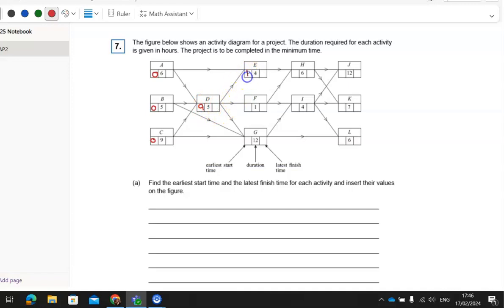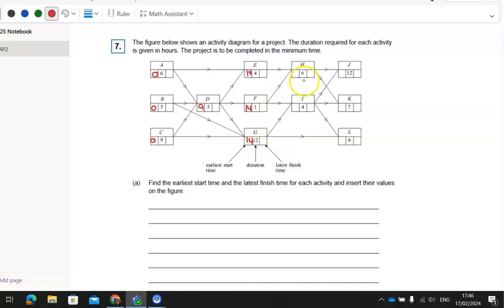So the earliest this one can start is going to be at 14. Likewise, because F is dependent on D as well, the earliest that F can start is going to be 14. And the earliest that G can start is also going to be 14, because that's the biggest out of all of these. So they can all start at 14.